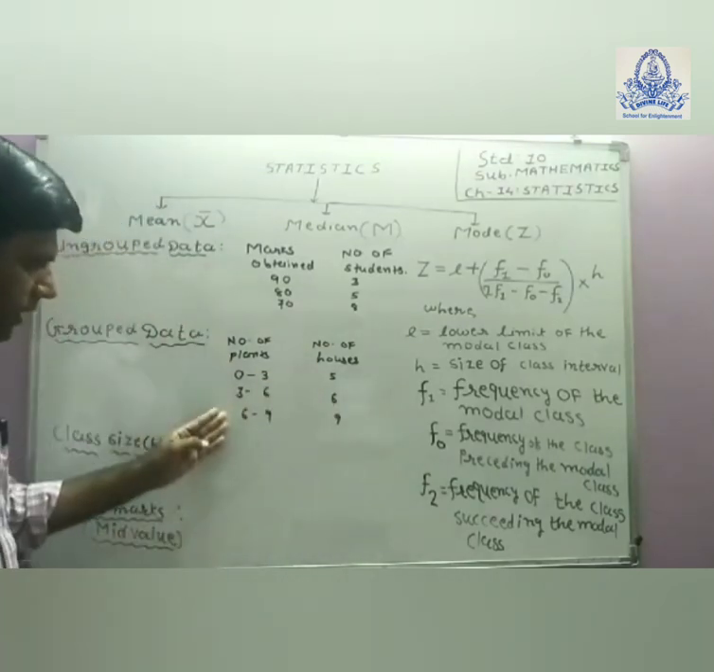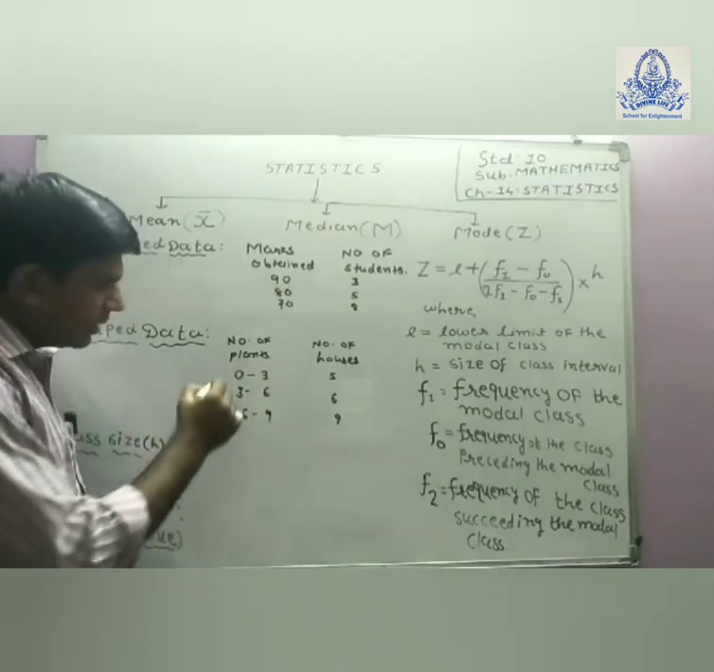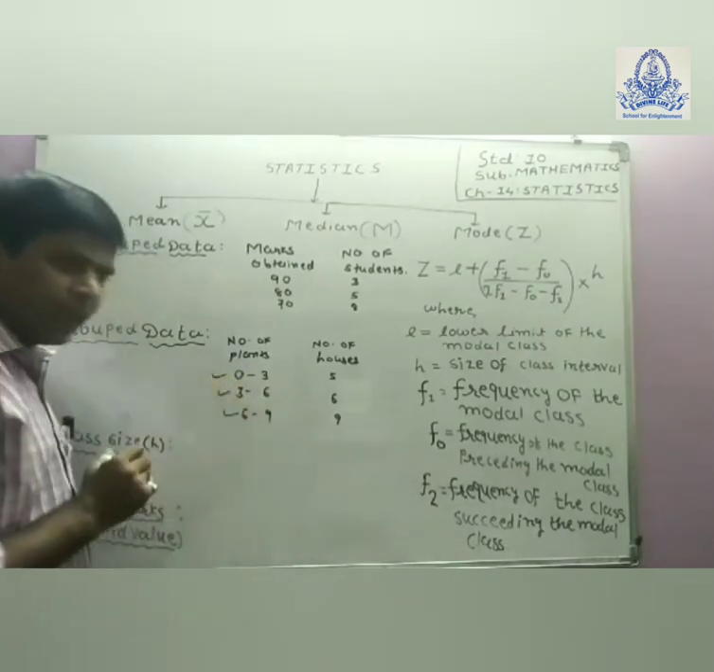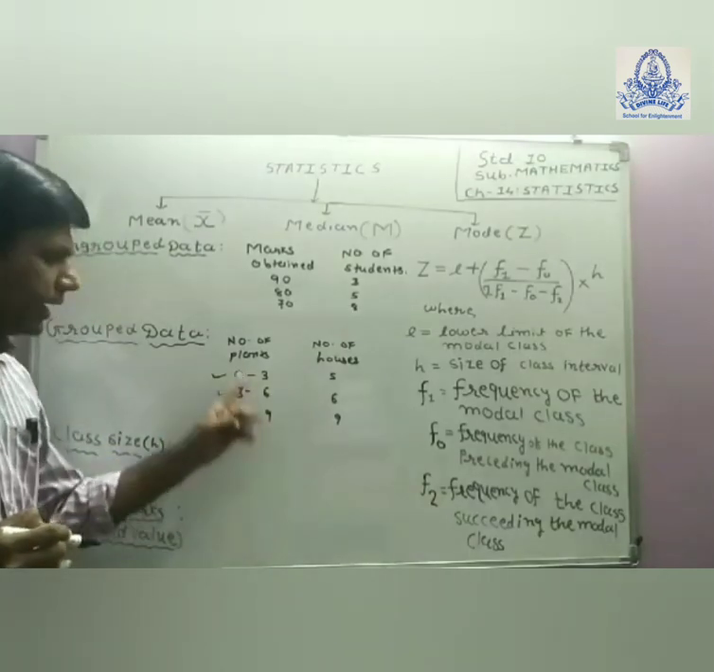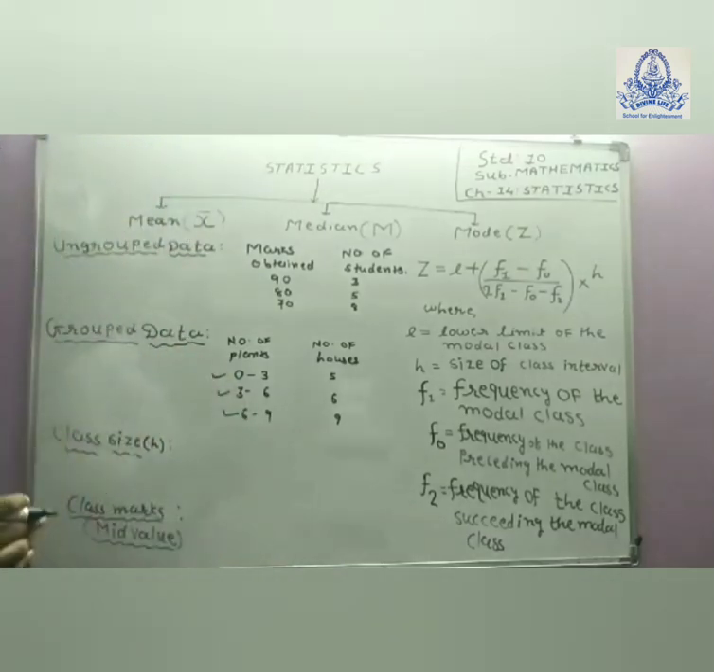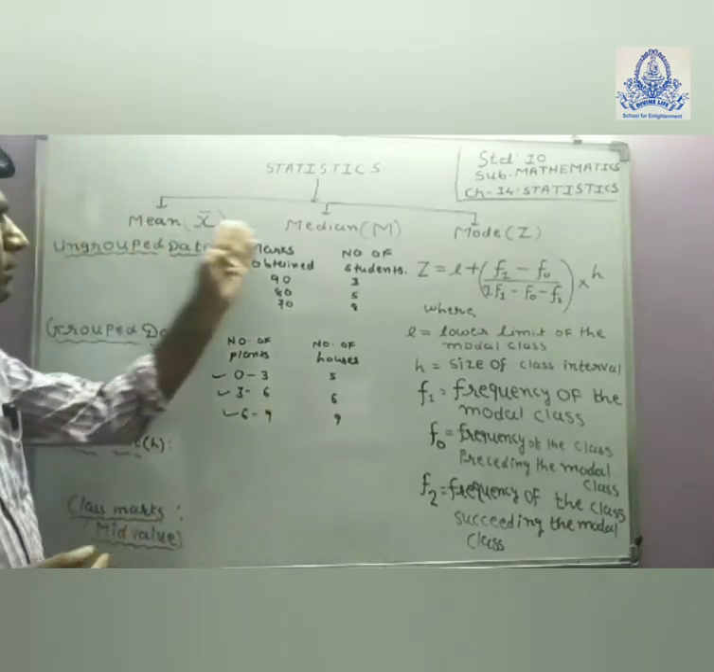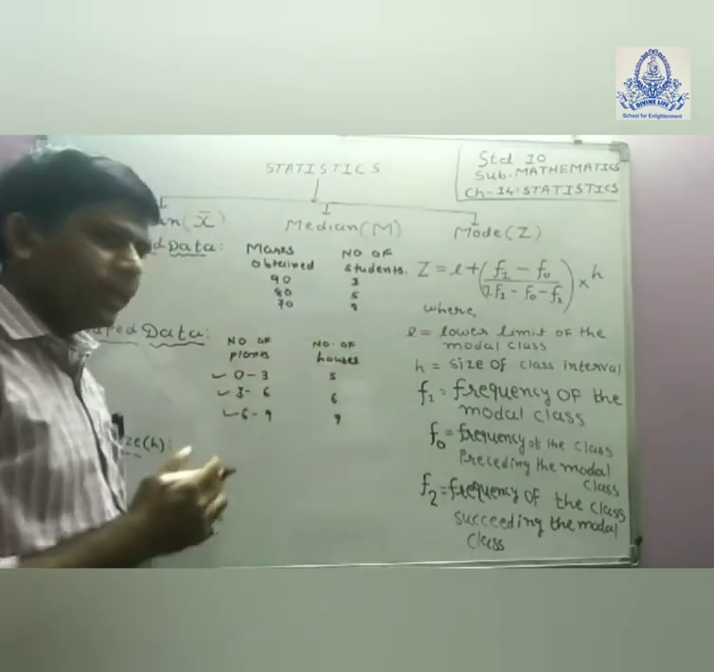So this type of data is called grouped data because here not a single number is present, here a group is present, and this group is called a class. So this is the ungrouped data and this is grouped data. In standard 10 you have to solve the questions regarding mean, median and mode of grouped data.